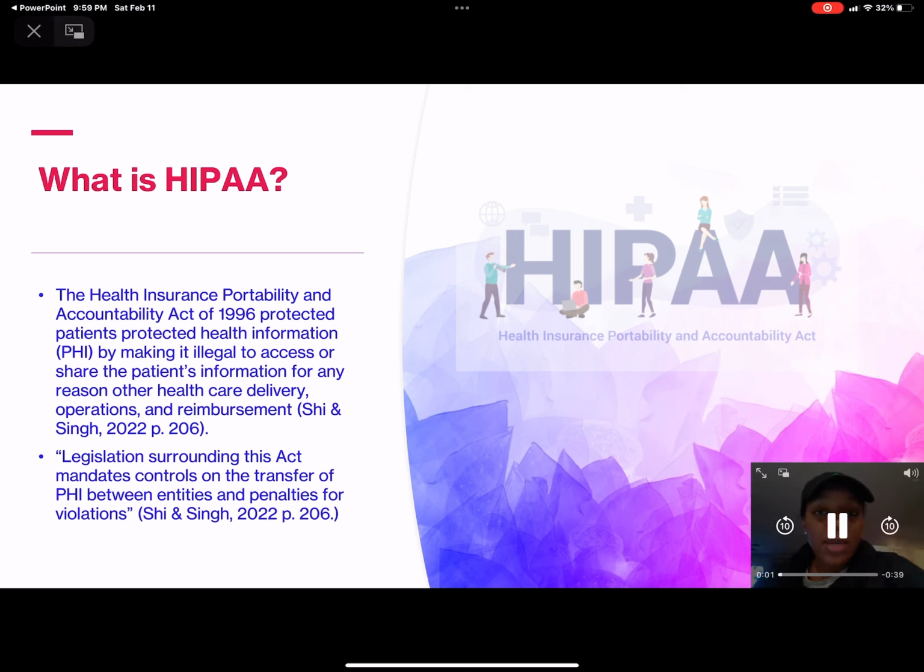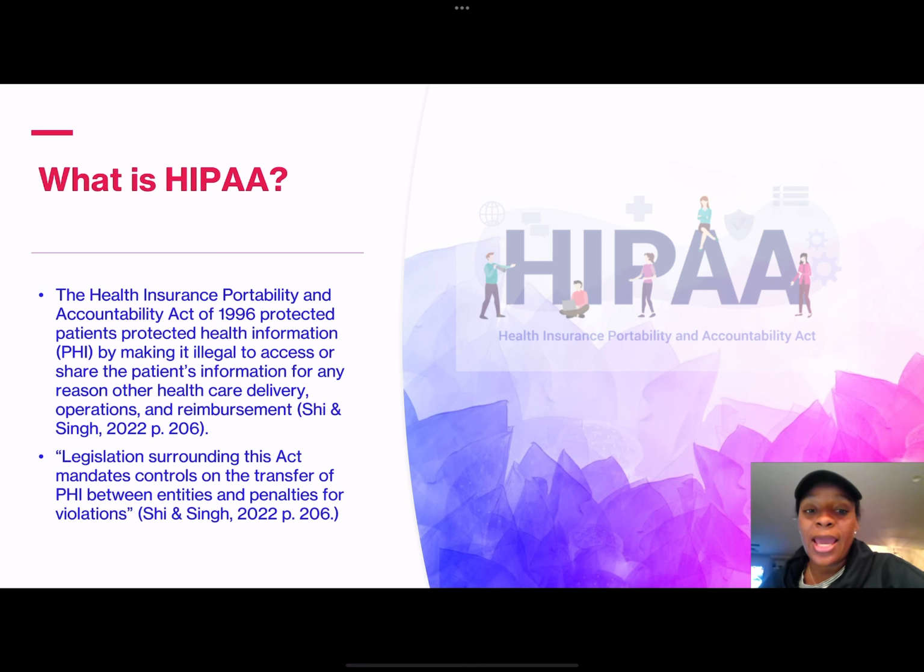So I'll first explain what HIPAA is. It is the Health Insurance Portability and Accountability Act. It was passed in 1996, and essentially what it did is it made it illegal for a patient's protected health information to be accessed or shared for any reasons outside of healthcare delivery operations or reimbursement, such as billing.